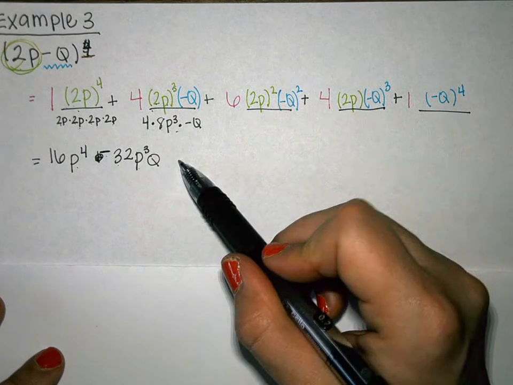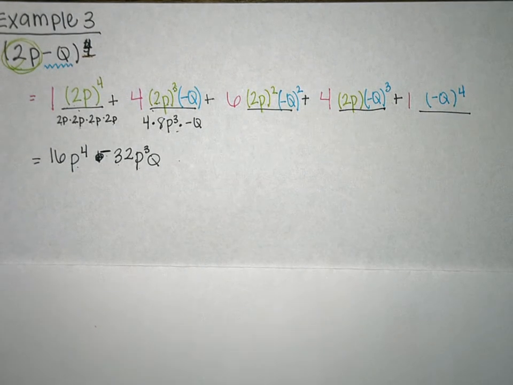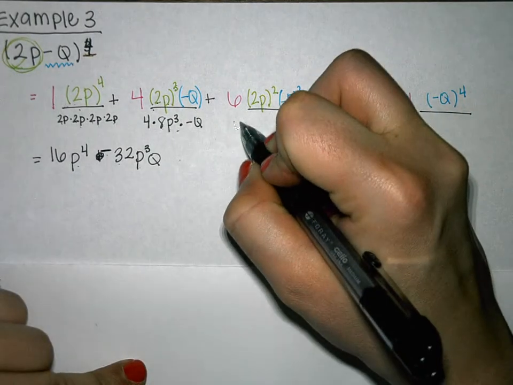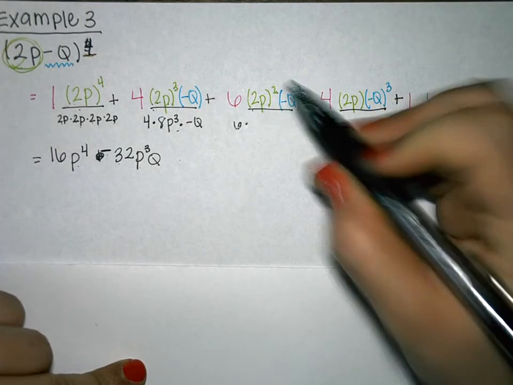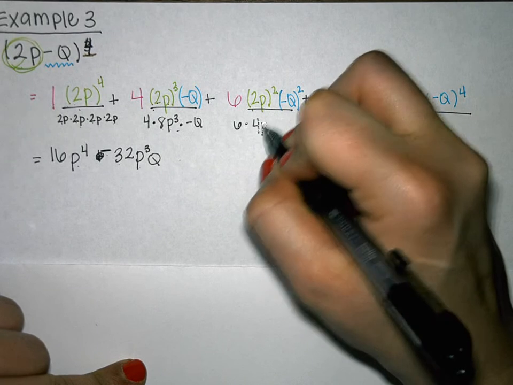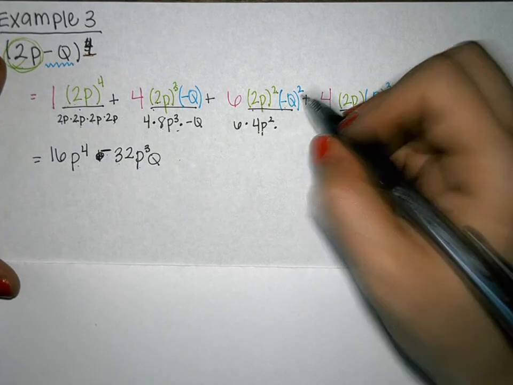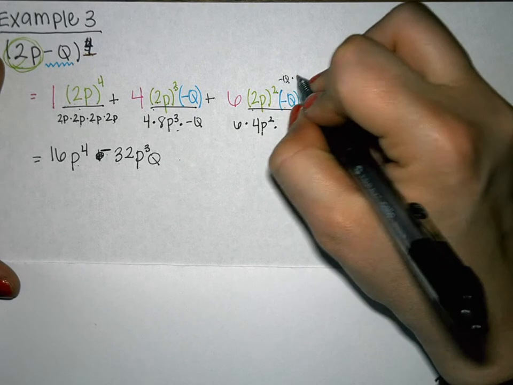So I'm not going to write the next plus in because it might turn into a minus as well. So let's see what happens here. With my next one, I'm going to have a 6 times 2p squared gives me 4p squared times negative q squared. That's negative q times negative q.